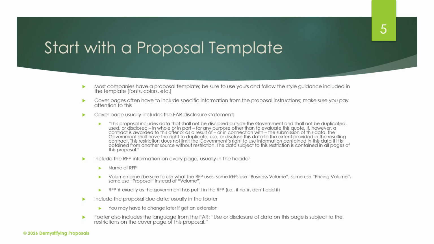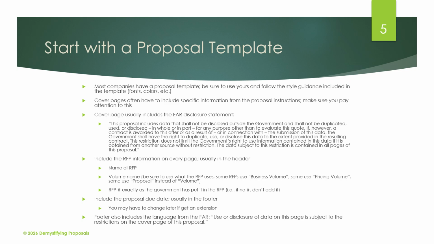You want to include the RFP information on every page, usually in the header. The name of the RFP, the volume name, and be sure to use whatever language the RFP uses. So if they call it the business volume, call it the business volume. If they call it the pricing volume, call it the pricing volume. Same thing with whether they use proposal or they use volume. And then the RFP number exactly as the government has put it in the RFP. So if there's not a number sign in front of it, don't add it.